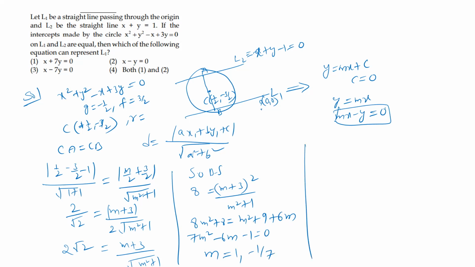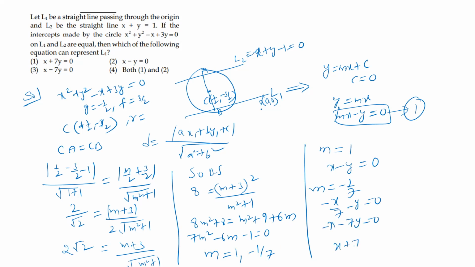Now substitute these values in equation 1. For m value 1, the equation is x minus y equal to 0. If m value is minus 1 by 7, that is minus x by 7 minus y equal to 0, that is minus x minus 7y equal to 0, so the equation is x plus 7y equal to 0. Which options are correct here? x minus y equal to 0 and x plus 7y equal to 0. That's the first option and second option, both. That's why option 4 is the correct one.